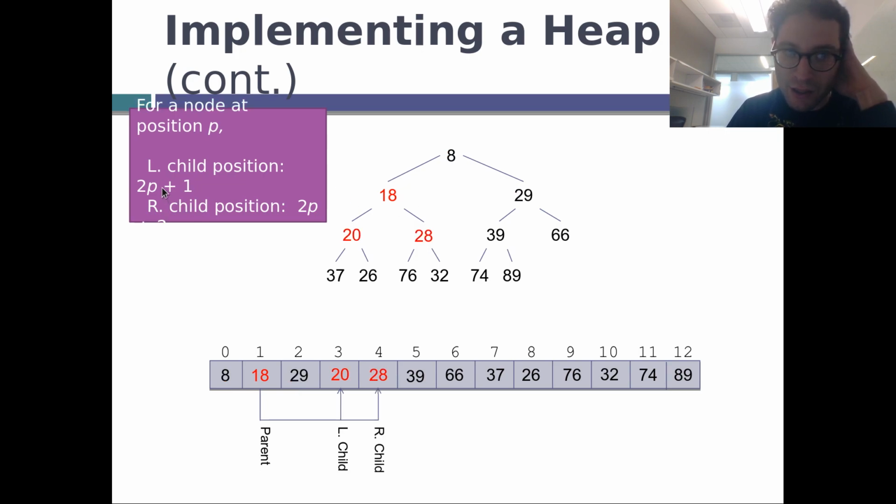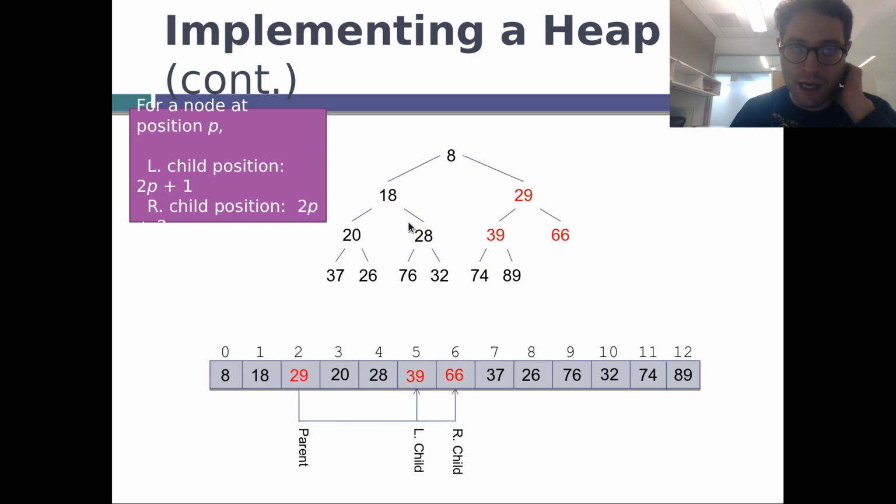18's children are at indices 2 times 1, right? So my index is 1. My left child's at 2 times 1, plus 1, so that gives me a total of 3. So we see my left child's 20. And my right child is, again, 2p plus 2. So we'll see that my right child is over here at index 4, which is twice my index plus 2.